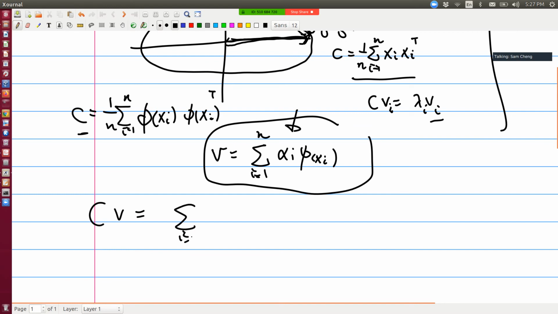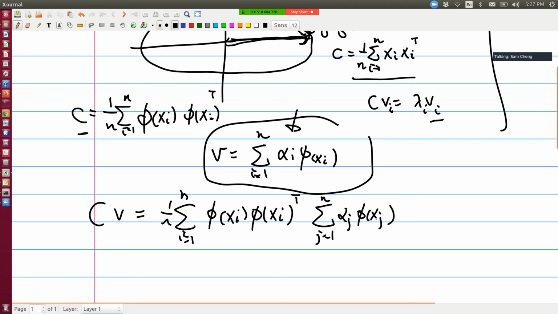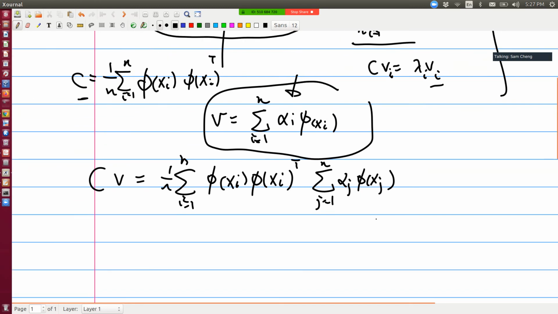So it's the sum over i from 1 to n, 1 over n, phi(x_i) phi(x_i) transpose. I'd better use a different dummy variable here: j, the sum over j equal to 1 to n of alpha_j phi(x_j). So let's see. If I multiply that, then what you can see is... what can I do?